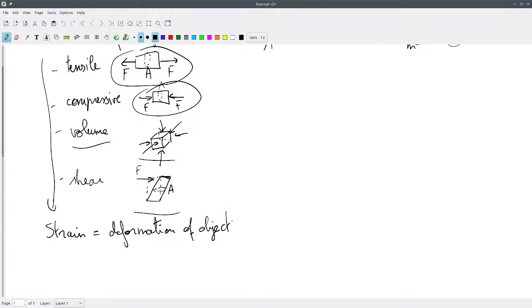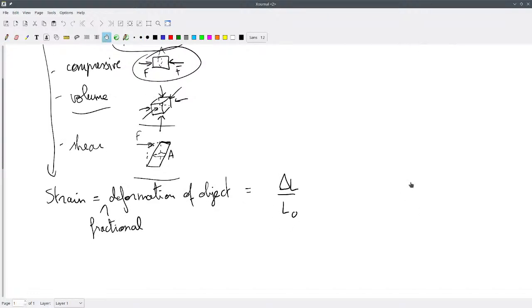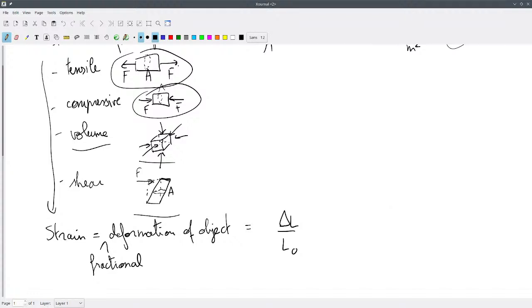So, it's not just the deformation, the strain is actually the fractional deformation of the object. So that's going to be the change in length over the original length in general. So if we pull on something in a tensile stress scenario and it becomes 1% longer, so delta L is 0.01 times L0, then the strain caused by that stress will be 0.01 or 1%.